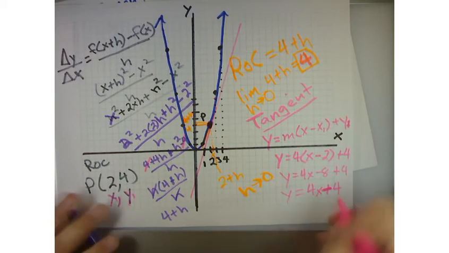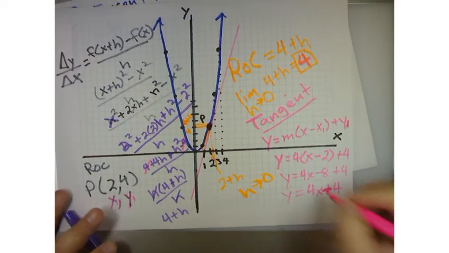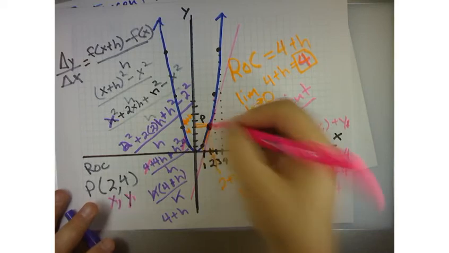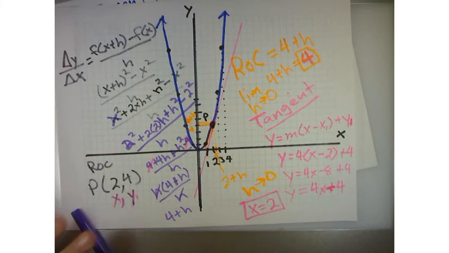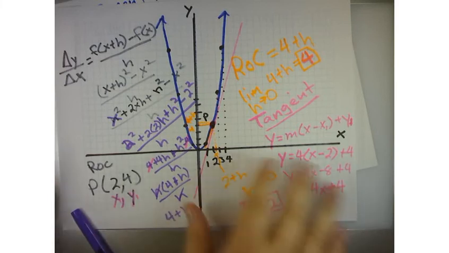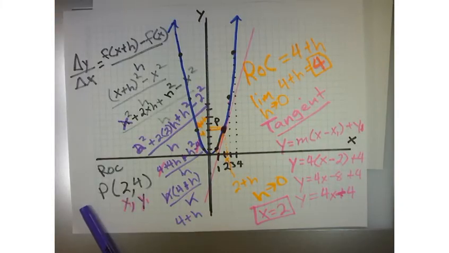Now, this is the equation of the tangent line only at x equals 2. Only at x equals 2. Nowhere else will that line work. And that makes sense, right? Yeah. Does anybody have any questions?